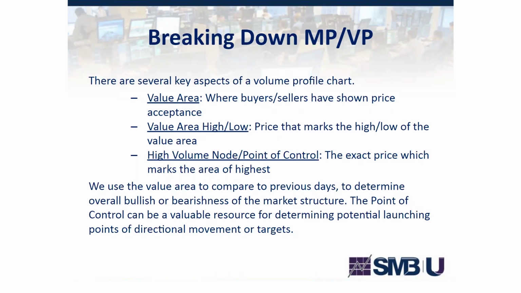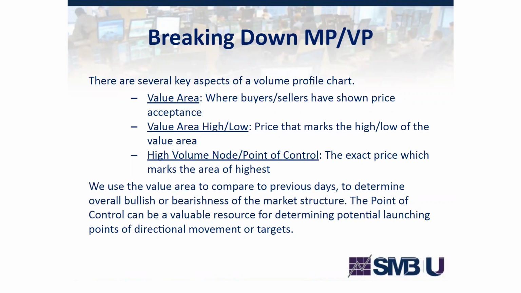Then you have the value area high, self-explanatory, and the value area low. The most important thing to me is the high volume node, or the point of control, for that entire volume profile structure. That's the specific price at which the concentration of volume was the highest on that day. It's going to come down to the penny, the exact price. Like I said before, we can determine the overall bullishness or bearishness of the market structure by comparing, day by day, how the value area is moving.